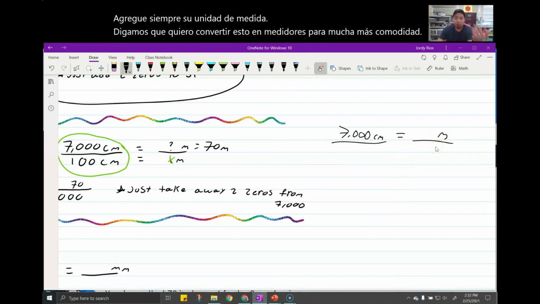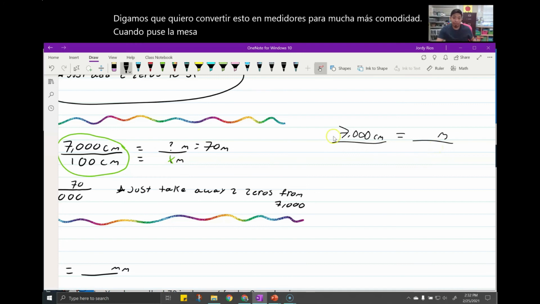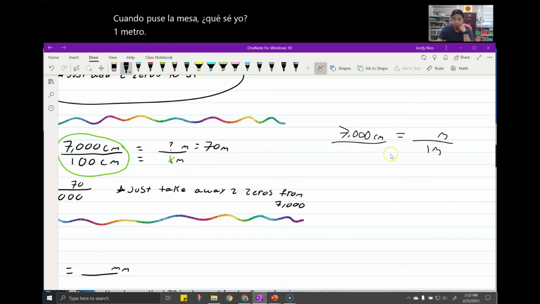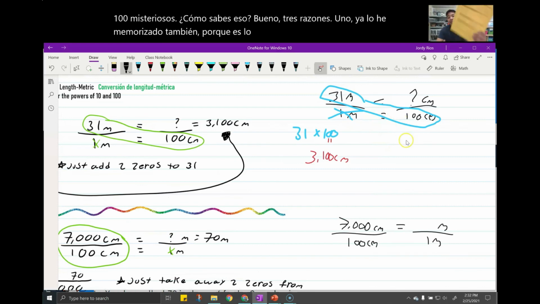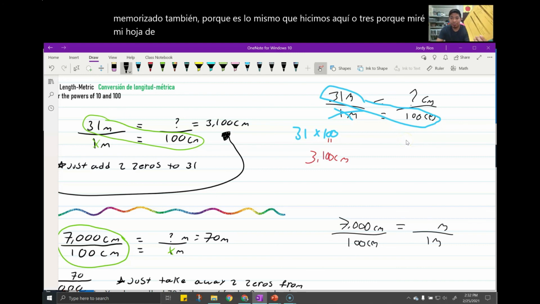Well, when I set up the table, what do I know? I know that 1 meter equals how many centimeters? 100. How do you know that? Well, 3 reasons. 1, I've already memorized it. 2, because it's the same thing that we did up here. Or 3, because I looked at my STAR reference sheet, okay? And again, don't worry, we're going to give this to you somehow, okay?